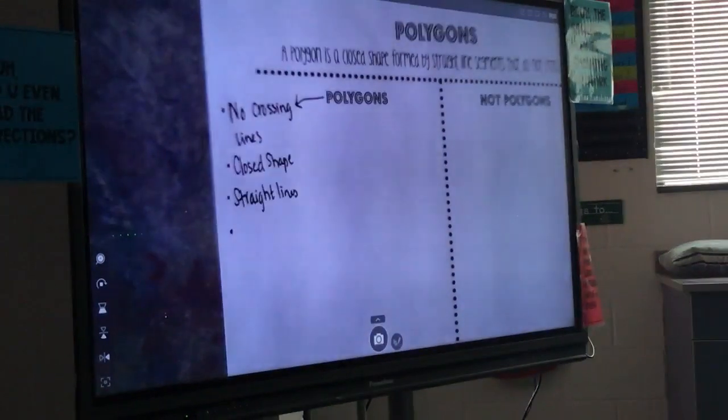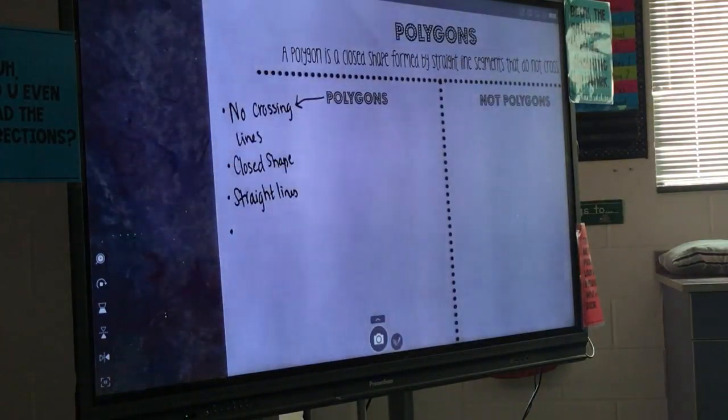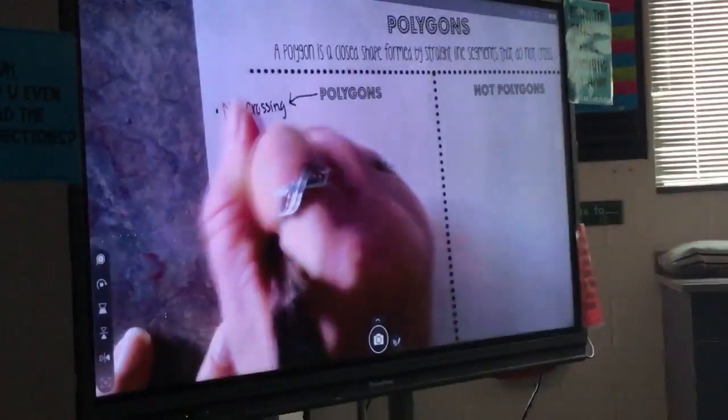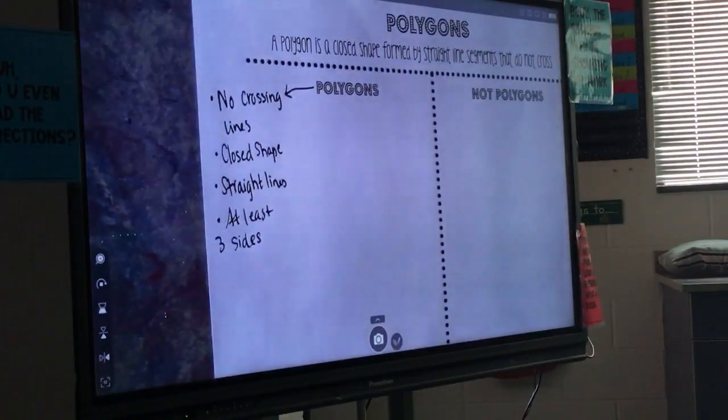Ansley? No. Zach? 4 sides. Not 4, because a triangle is a polygon. Yeah. Okay, so it has to have at least what? At least 3 sides. It can't be 2.